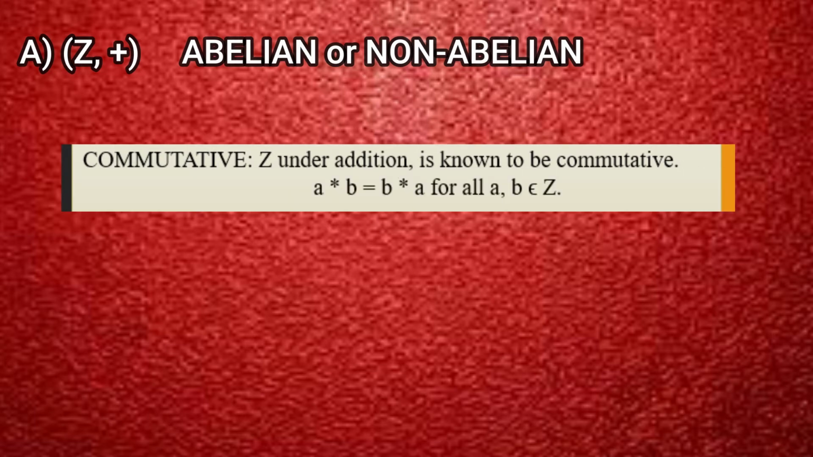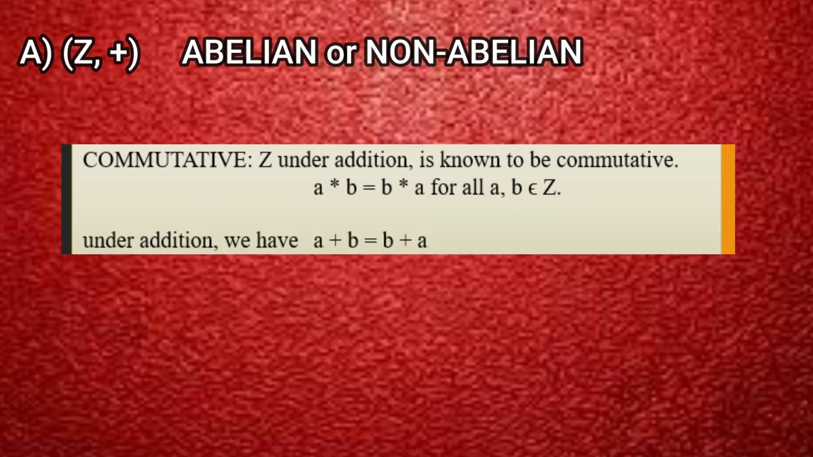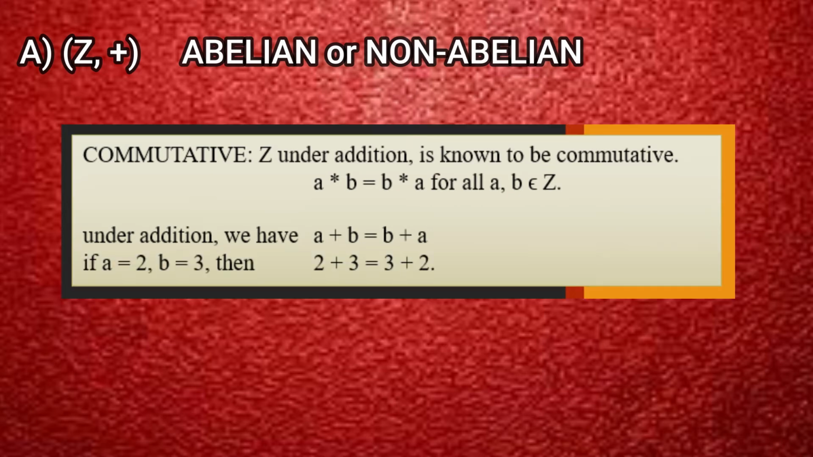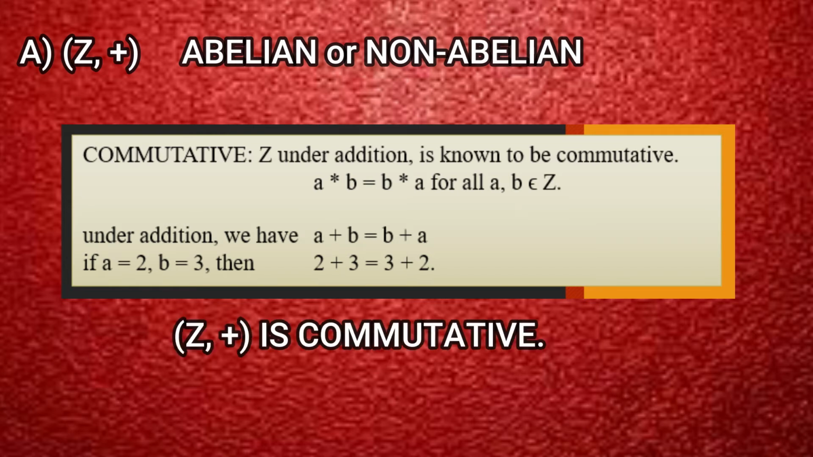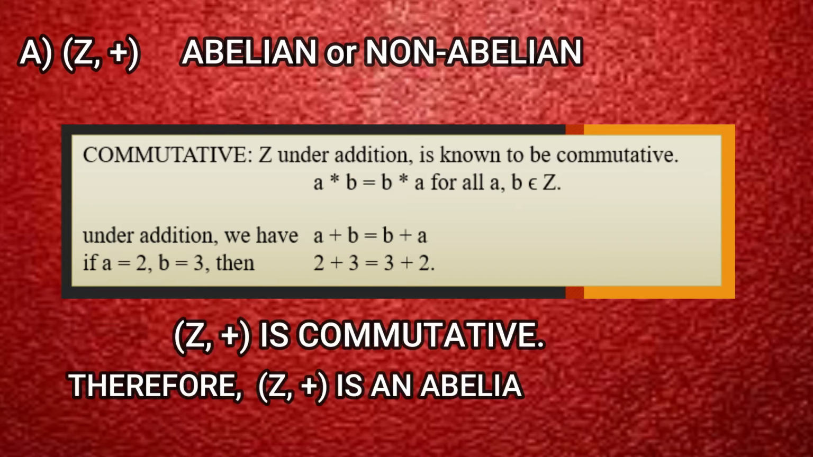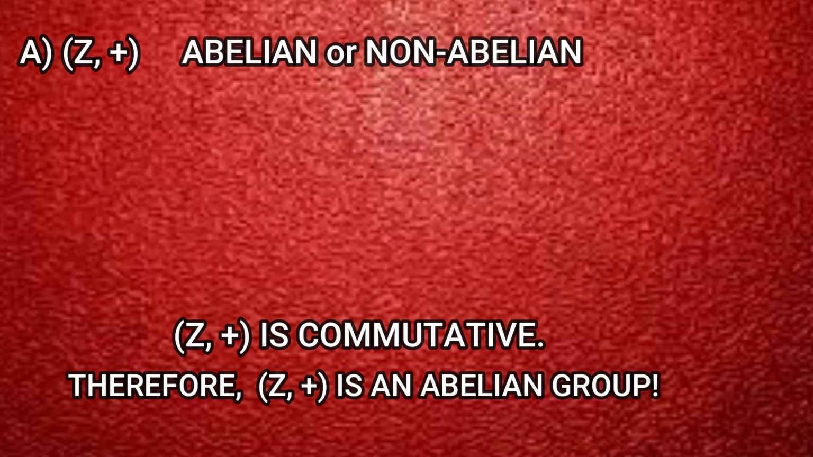A star B equals B star A for all A, B elements of Z. Under addition, we have A plus B equals B plus A. If A is equal to 2 and B is equal to 3, then 2 plus 3 is equal to 3 plus 2. Since the group satisfies the commutative property, then it is an abelian group. Now let's proceed to the next example.